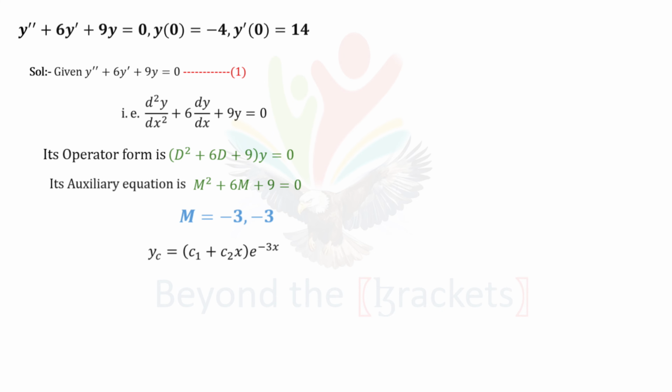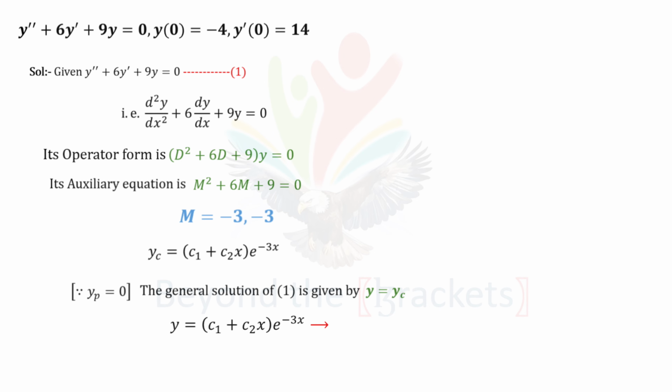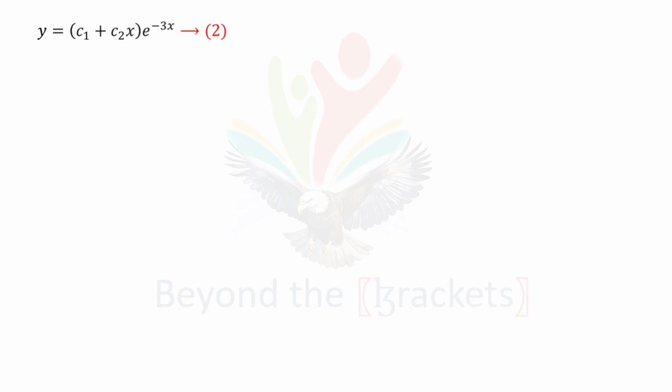Again, this is a homogeneous equation. So yp will be 0 and the solution will be y is equal to yc, that is y is equal to (c1 plus c2 x) e power minus 3x. This is the general solution when no boundary conditions are given. Since boundary conditions are provided in this problem, we use them to determine the values of the arbitrary constants c1 and c2. So let us denote the general solution as equation 2.